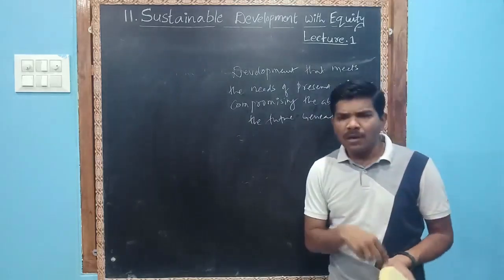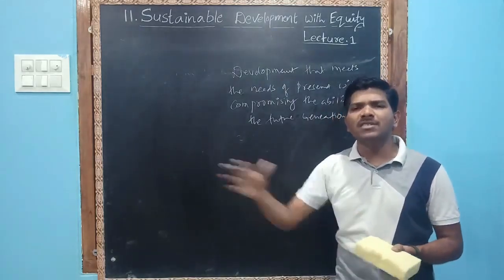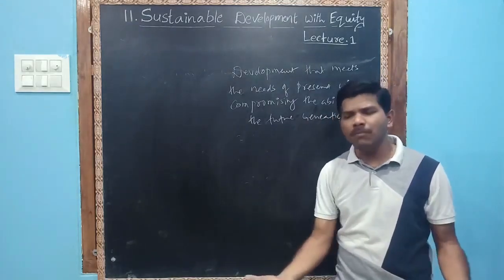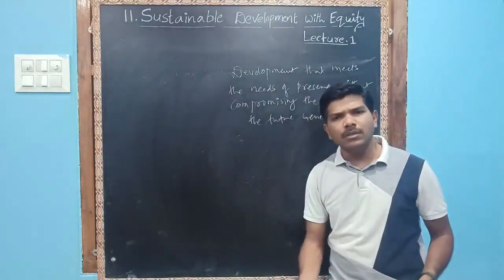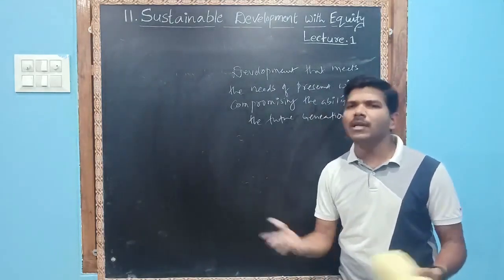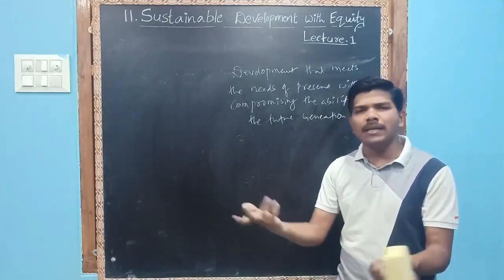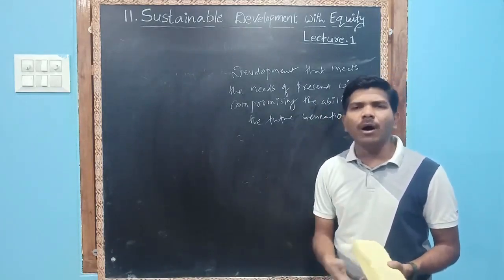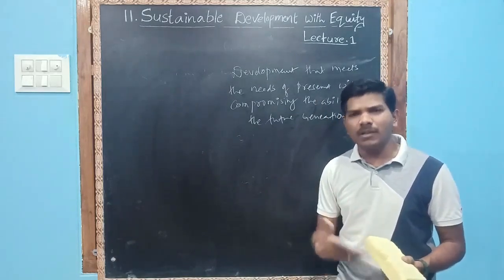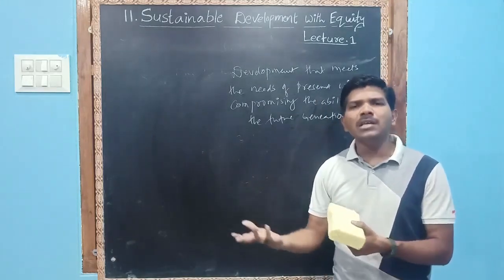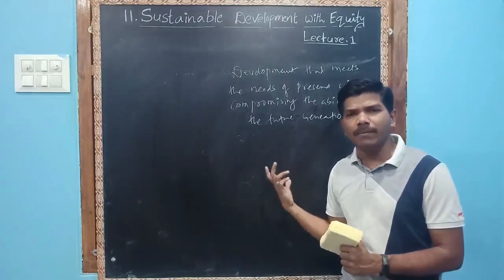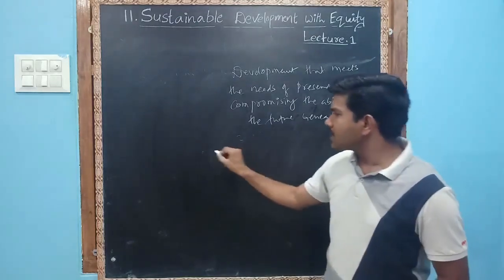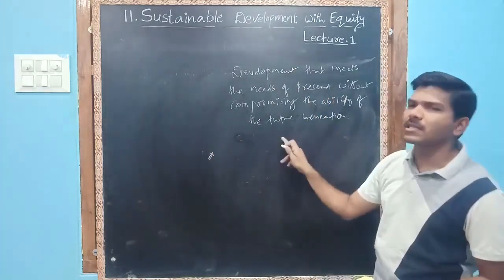Example, petroleum. Petroleum may be available for more than 50-60 years. After that, there will be no petroleum. If we take out the entire petroleum, then there will be nothing at all. New technology is coming: electric cars, solar cars, wind cars. But the future generations also need it to be used in a judicious manner. This is the meaning of sustainable development.